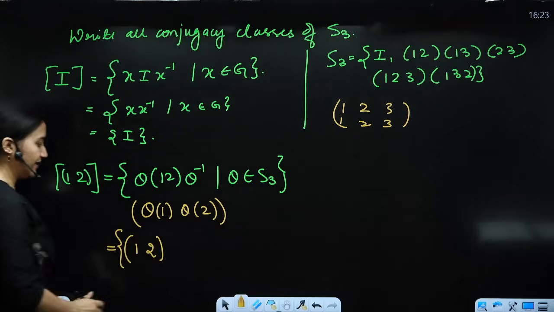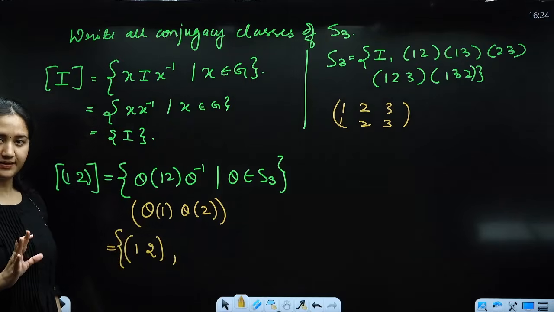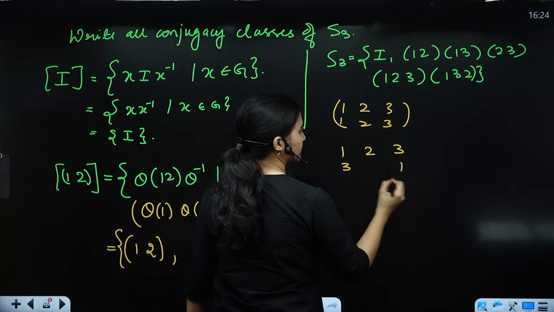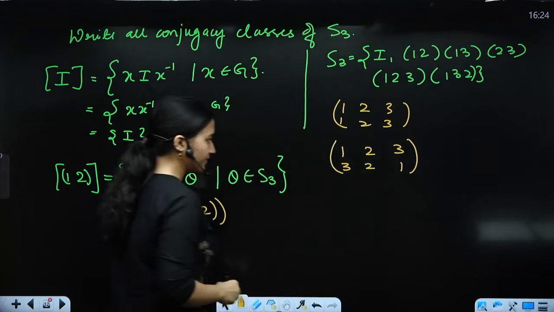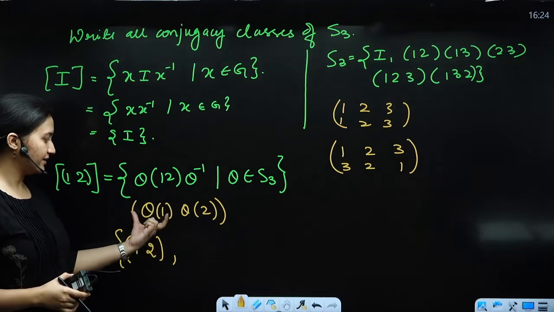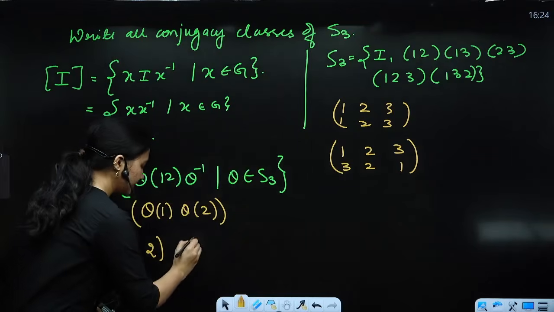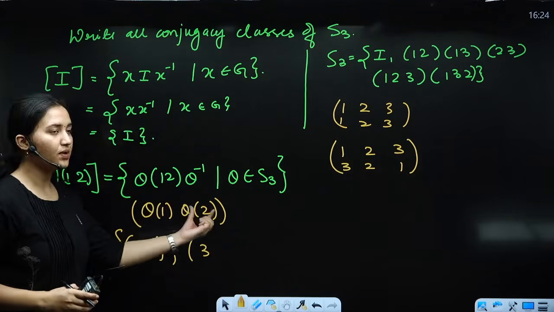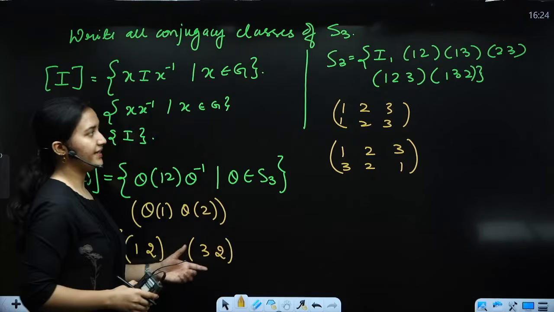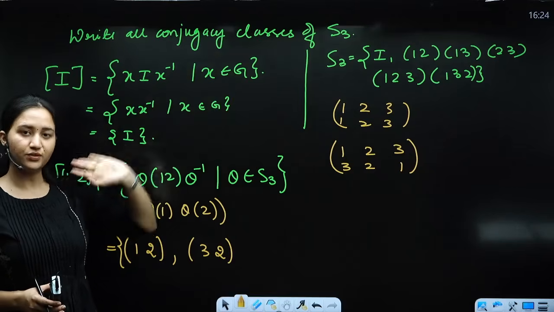Then if I take the value of theta as (1 3), right? Now if I'm taking theta as (1 3), I need the image of 1 under theta, that is 3, right? And then I need the image of 2 under theta, that is going to be 2. So this gives me the next element of S3, that is (3 2), right?